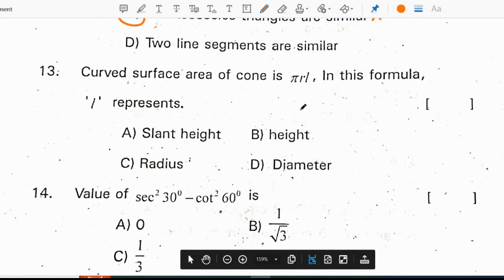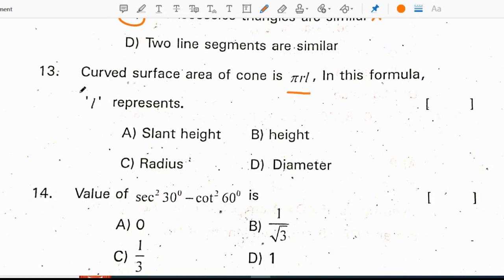Curved surface area of a cone is pi RL. In this formula, L represents slant height. So L is equal to root over R square plus H square.